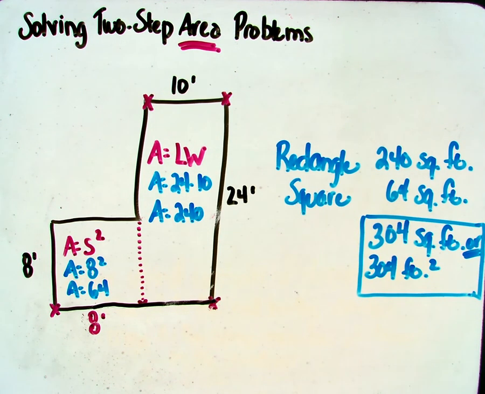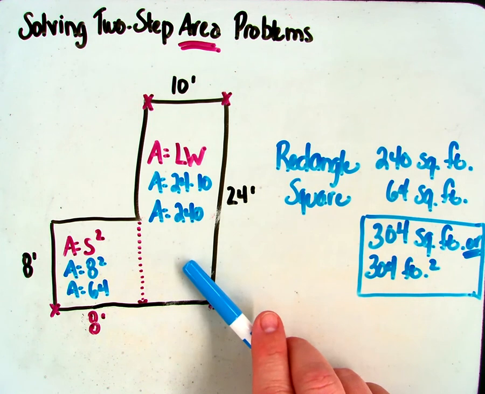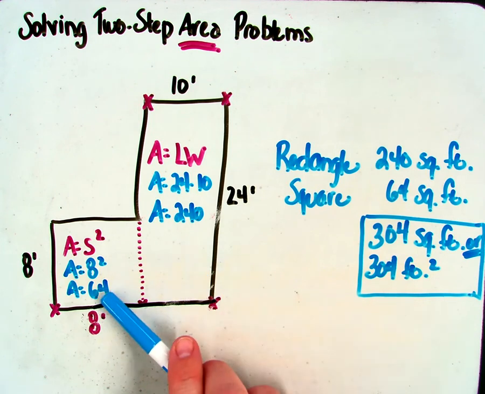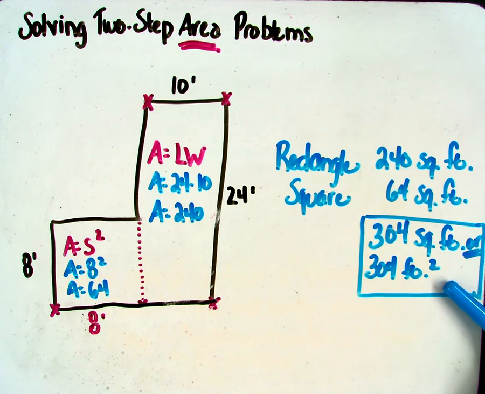So what we're doing is we're taking a figure and we're dividing it up into recognizable geometric shapes, be it squares, rectangles, triangles, or circles. Okay? Right, we're finding the area of the rectangle, the area of the square, and then adding them together. And that's how we're getting 304 square feet.